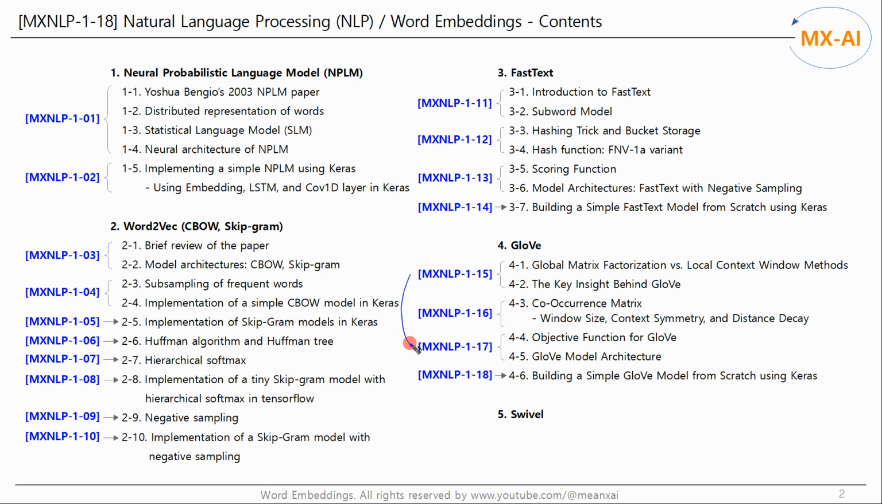Over the past 3 videos, we've explored the core ideas behind GloVe, learned how to construct a co-occurrence matrix, and derived its objective function, while examining the detailed architecture of the model. Now it's time to put everything together. Using the concepts we've learned so far, we'll implement a complete GloVe model from scratch using Keras.